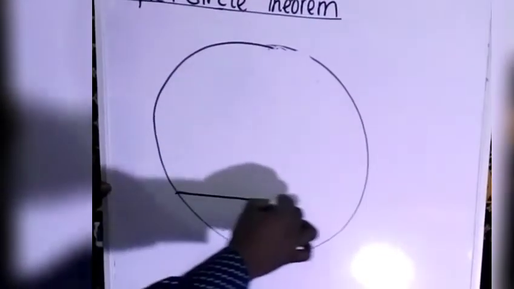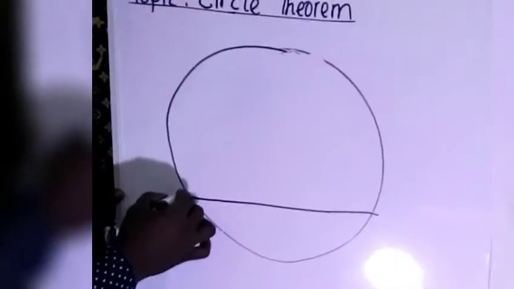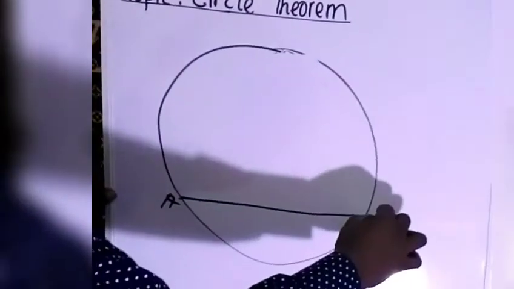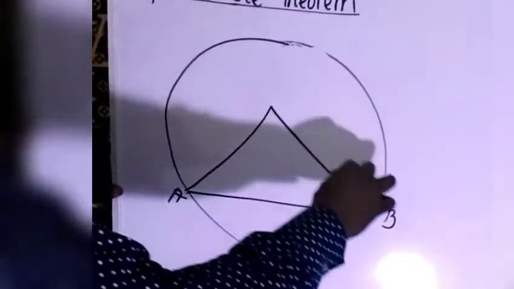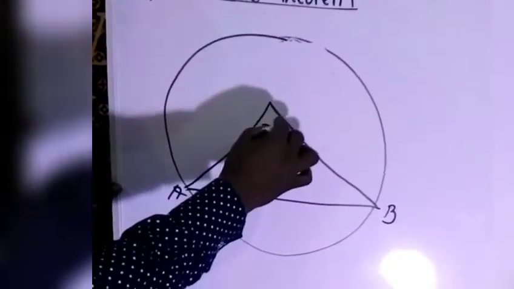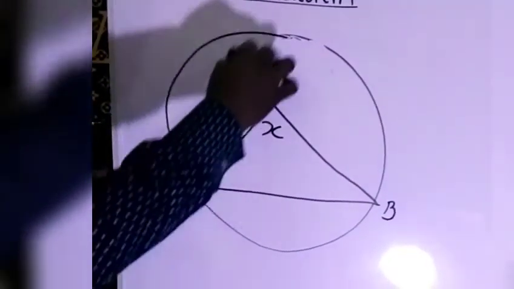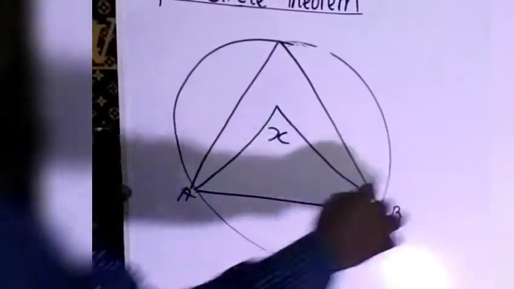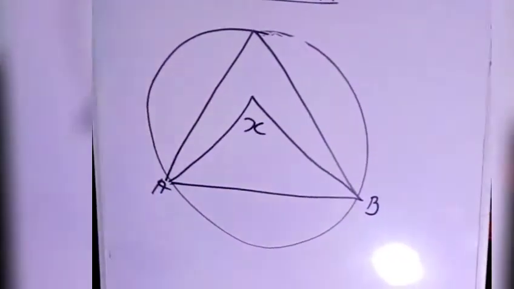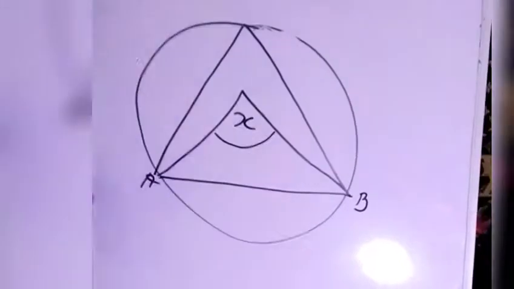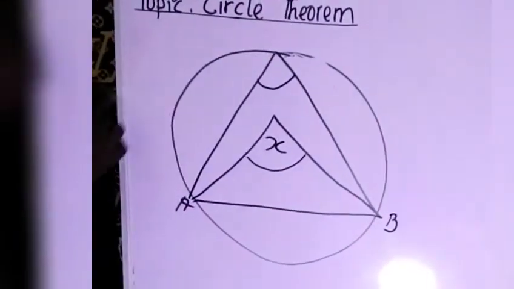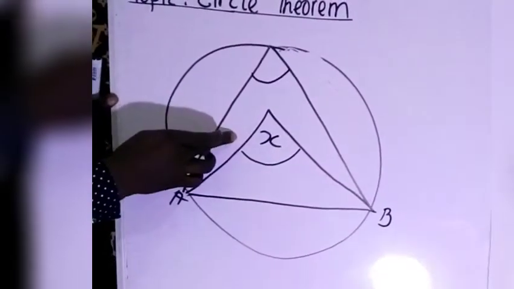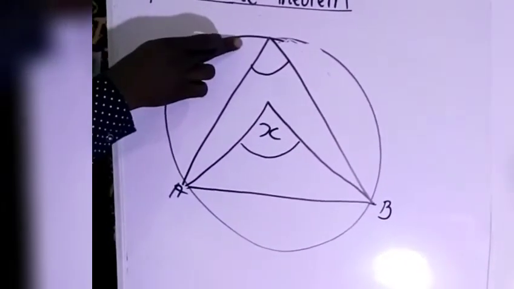The second property is the angle a chord. So let's say this is the chord A, B. The angle the chord subtends at the center, so if here is X, is twice the angle the chord subtends at the circumference of the same circle. Okay, so this is the chord. It has subtended 2 angles. The first angle is at the middle, and the second angle is touching the circumference of the circle.